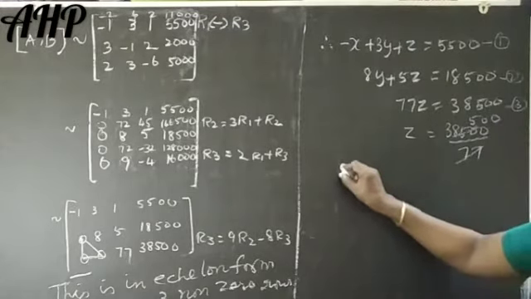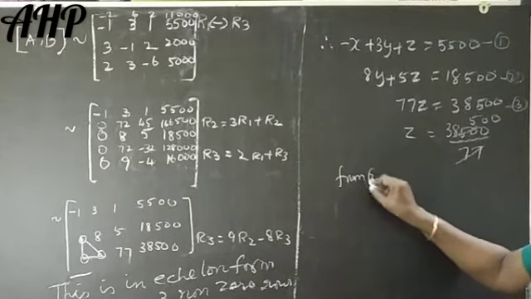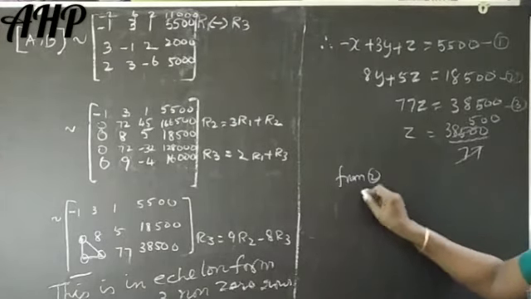So substituting in equation 2, we get 8y plus 5 into 500 is equal to 18,500. So 8y is equal to 18,500 minus 2,500. So 8y is equal to 16,000. So y is equal to 2,000.